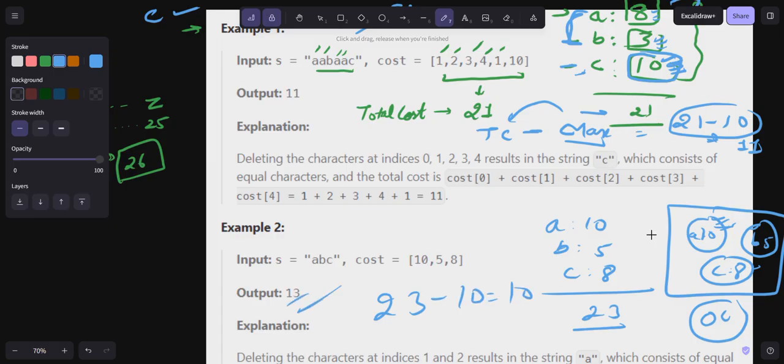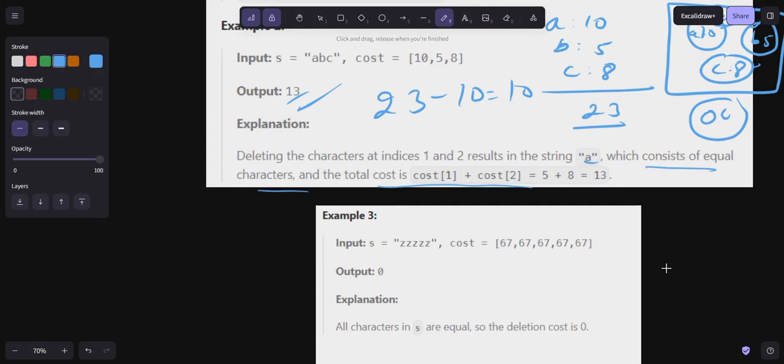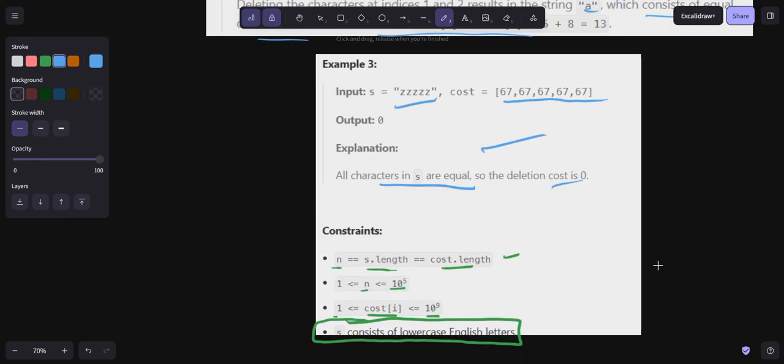That's it. Deleting the characters at indices 1 and 2 results in the string A, which consists of equal characters, and the total cost is this. Now here, example number 3, we only have Z. So there is no need, all the characters in S are equal. So the deletion cost is 0.